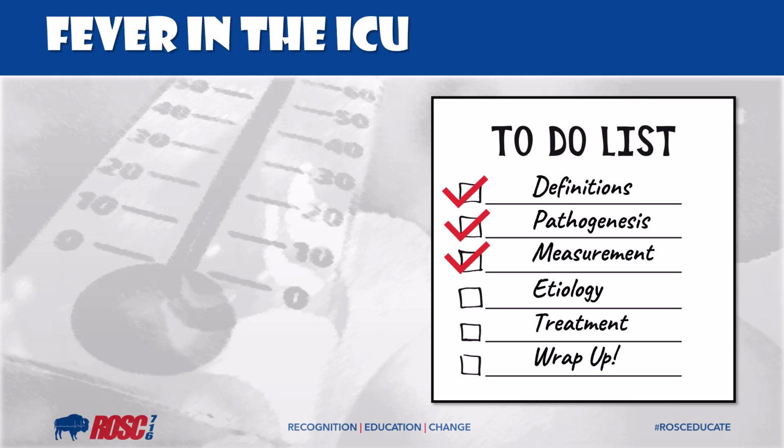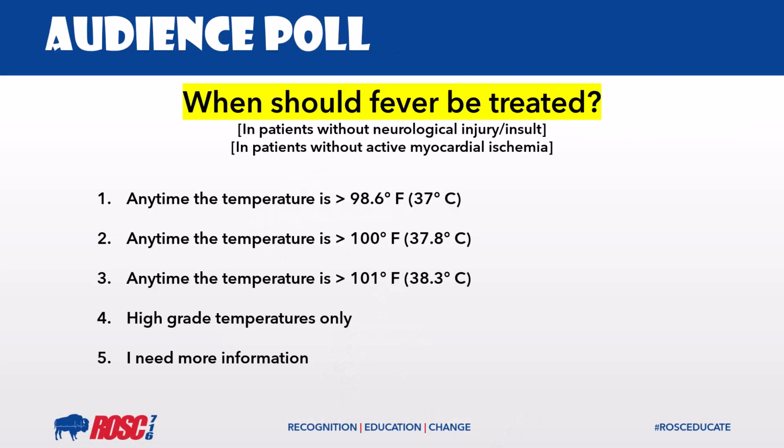Okay, so we've covered some definitions, some pathogenesis, we discussed some on measurements, and now we just briefly reviewed etiology. Now let's move forward to treatment. First, I would like to ask you a question. In patients without a neurological injury and patients without active myocardial ischemia, when should fever be treated? Anything greater than 98.6? Anything greater than 100? Anything greater than 101? You should only treat high-grade fevers, or you need more information.